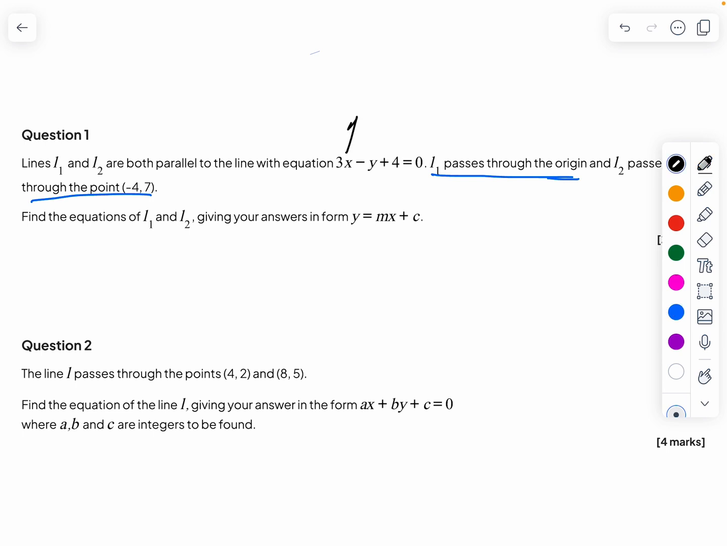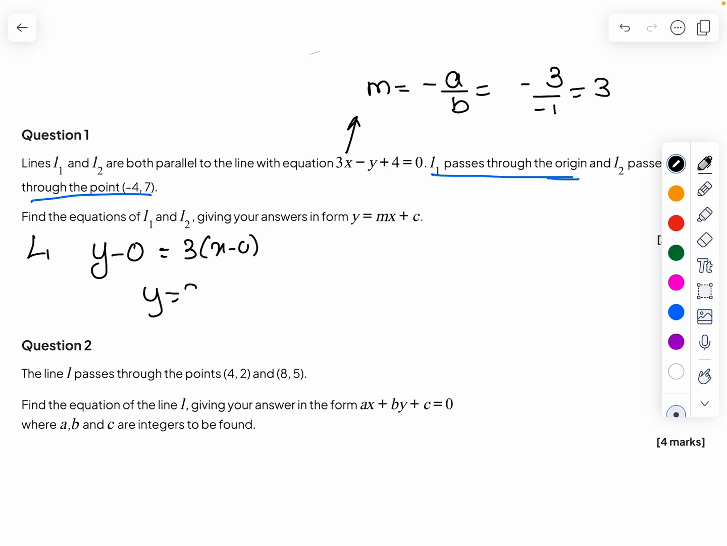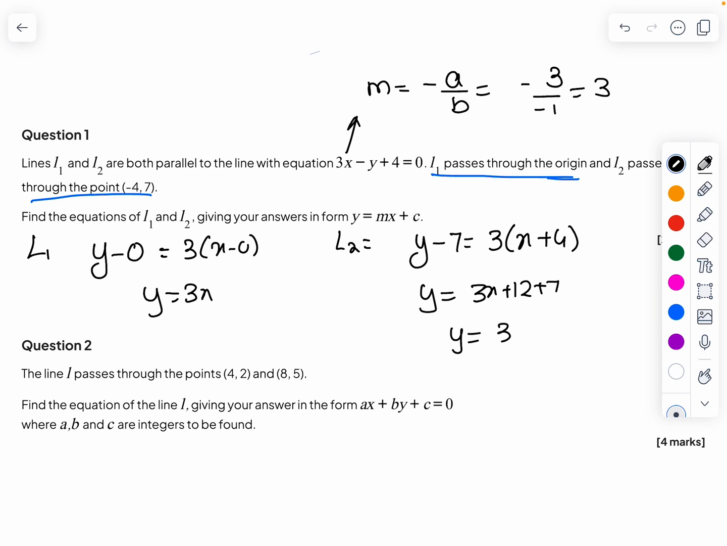So first of all, we have to find the gradient of this line. Gradient of this line is minus a upon b, which is -3 upon -1, which is 3. Now the equation of L1 will become y minus y1 equals m times x minus x1. So y equals 3x. Equation of line L2, y minus y1 equals m times x minus x1. So y equals 3x plus 12 plus 7. y equals 3x plus 19.